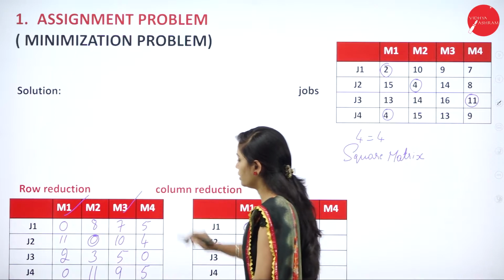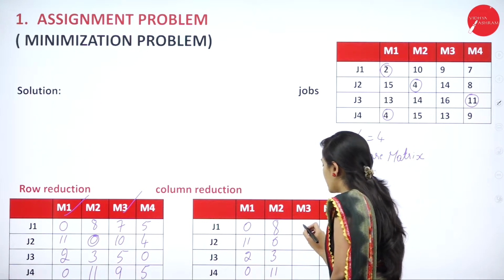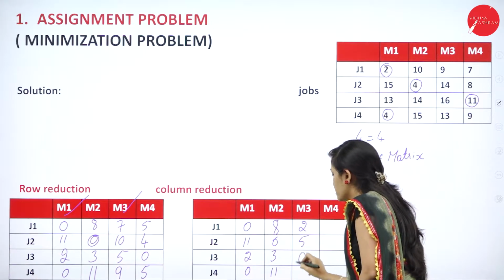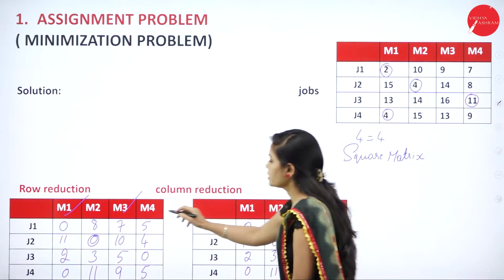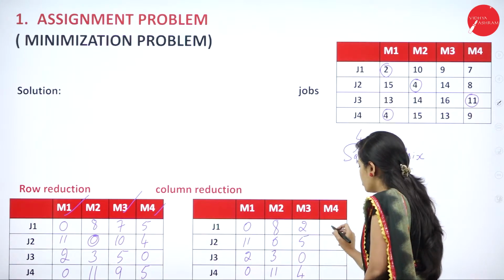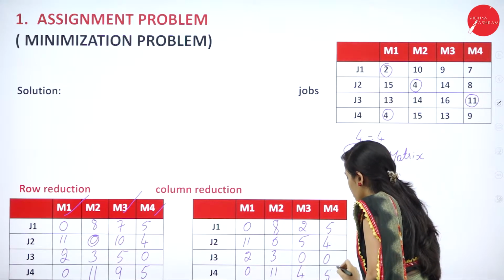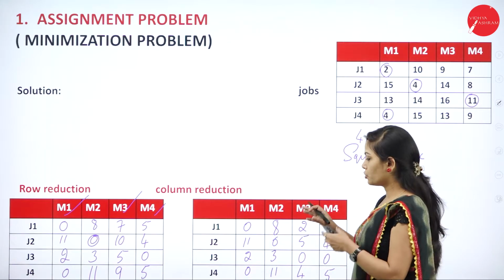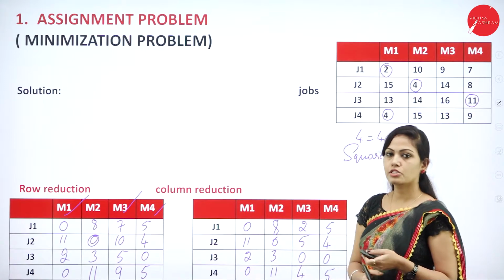In the third column, the least value is 5. So 7 minus 5 is 2. 10 minus 5 is 5, 5 minus 5 is 0 and 9 minus 5 is 4. In the last column, the least value is 0. You will get the same values 5, 4, 0 and 5. So now this is your column reduction matrix. Now what you have to do is find the optimal solution.